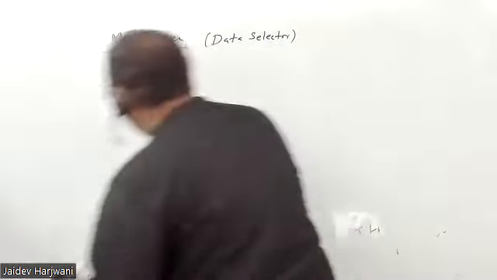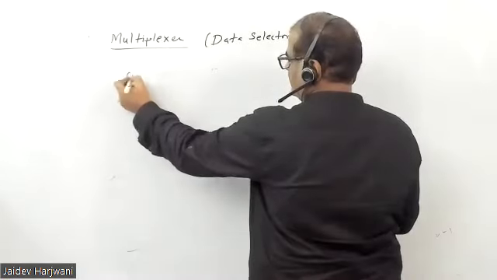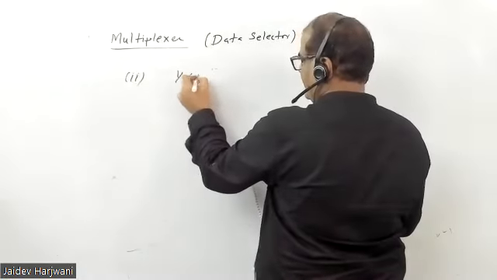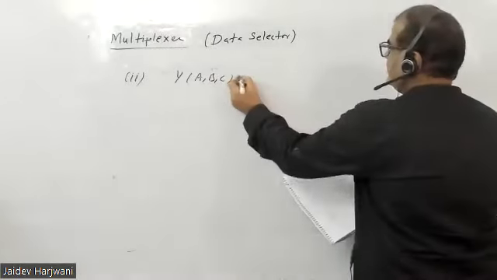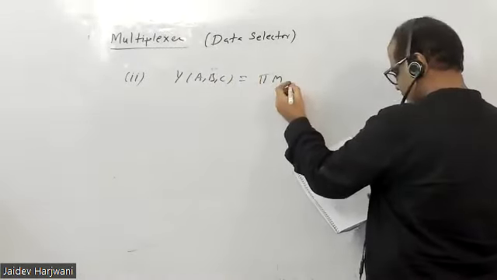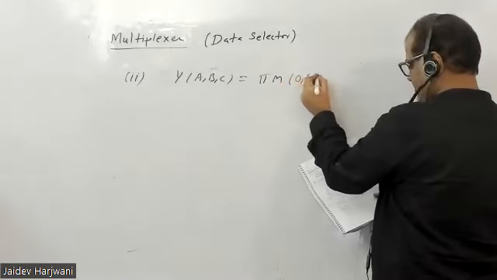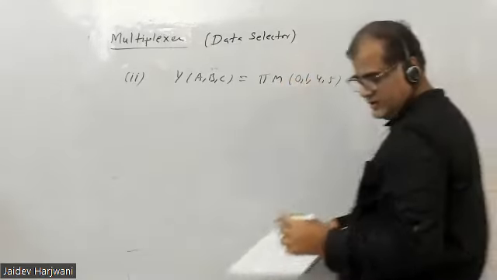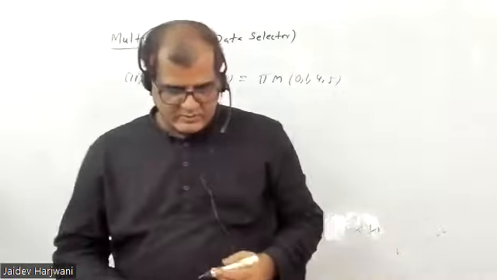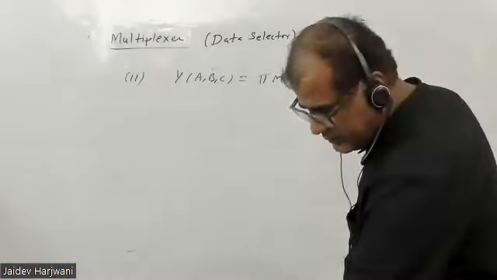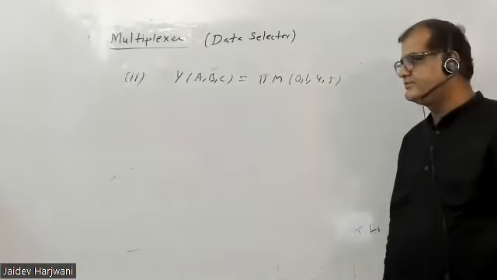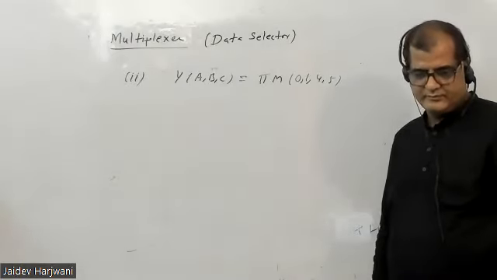Now say you have a term y(A,B,C) equal to Pi M(0,1,4,5). How do you implement this? This is in pure form, so we will convert it into minterms.